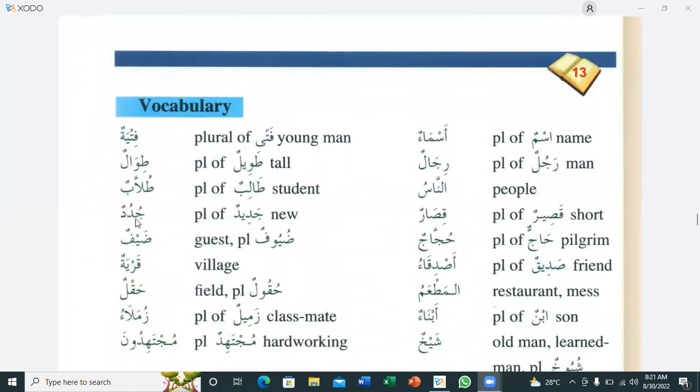Now we say the vocabulary of this chapter. Fityatun, plural of fatan, means young man. Tivalun, plural of tavilun, means tall. Tullabun, plural of talibun, means student. Yani, tullabun means students and talibun means student. Jududun means new, plural of jadidun. Duyufun means guests, plural of daifun, guest. Qaryatun, village. Plural of qaryatun is mostly used aqriya'u. Aqriya'u, villages.